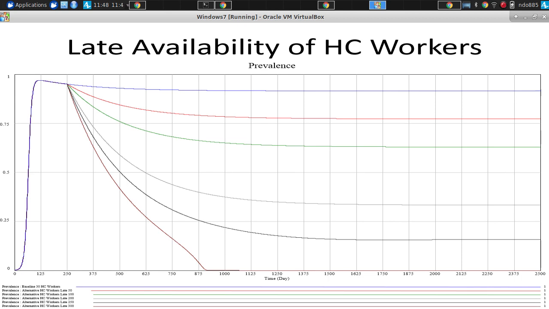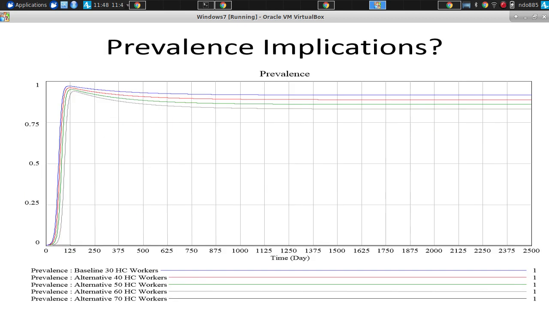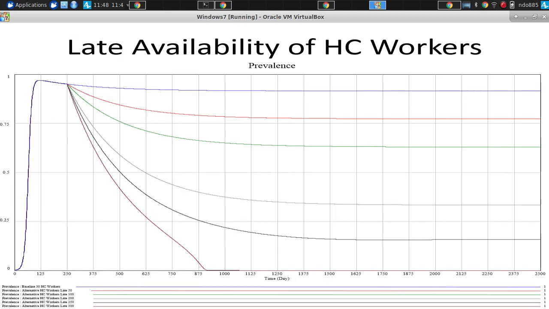That's the green. 130, almost twice the number we needed to eradicate it before, if we add them from the start. 130. That's the green line. Does it eliminate it? No. Why isn't it eliminating?